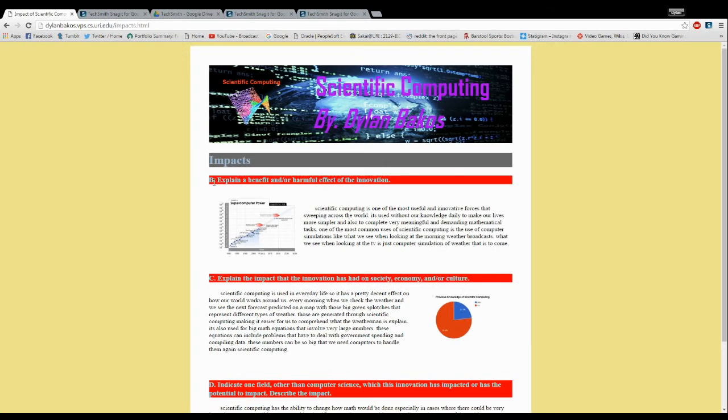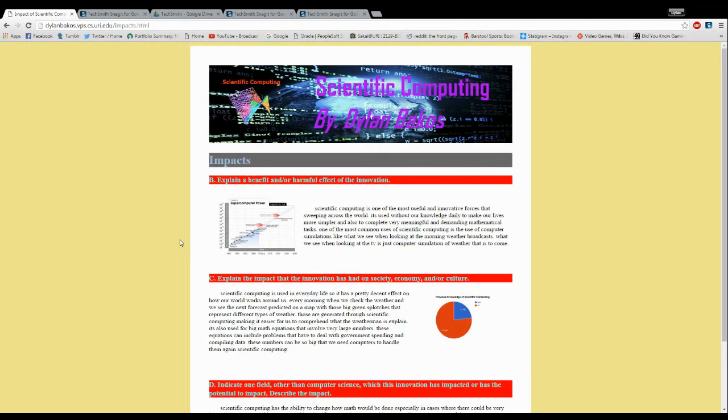On to the impacts page we go. Again, we see 3 more questions. First one being B, explain the benefit or harmful effect of the innovation. And this one's obviously easily relatable to scientific computing because scientific computing tests almost all theories that we have that are very big theories that require simulations. And there's really no negative effect of this. Pretty much just hypothesizing and then putting to test the data that we collect.